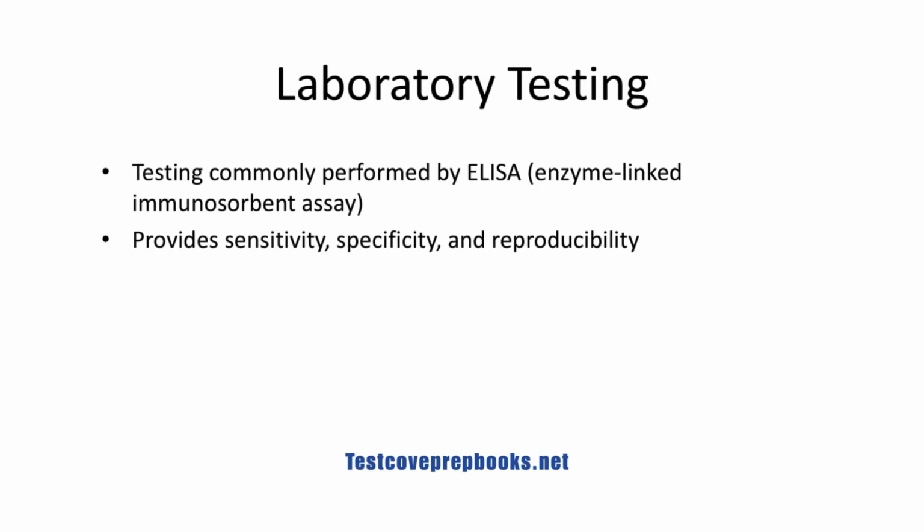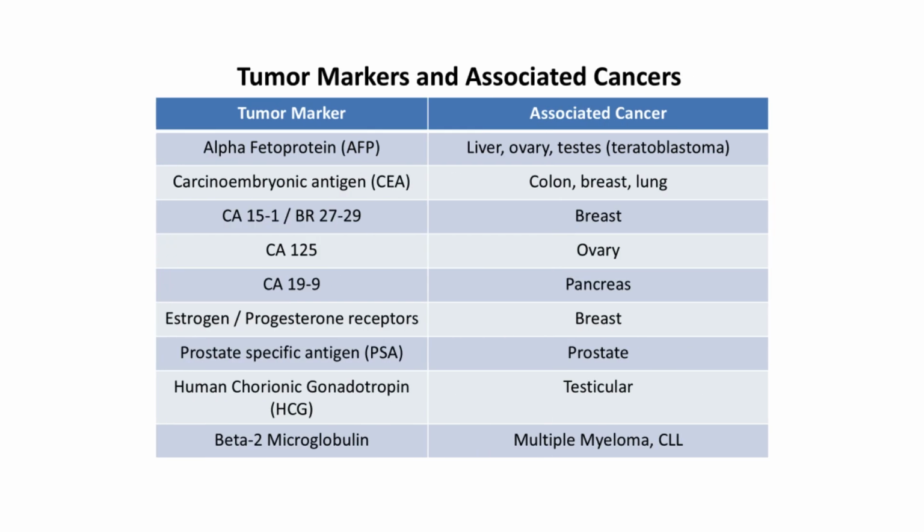From a laboratory perspective, testing for tumor markers is most often performed using the enzyme-linked immunosorbent assay, also known as ELISA. This method provides high sensitivity and specificity, making it reliable and reproducible for clinical use. Let's go over the tumor markers for learning reinforcement. Tumor markers are substances either produced directly by tumors or by the body in response to tumor activity. They are used in diagnosis, monitoring disease progression, guiding therapy, and most importantly, detecting recurrence.